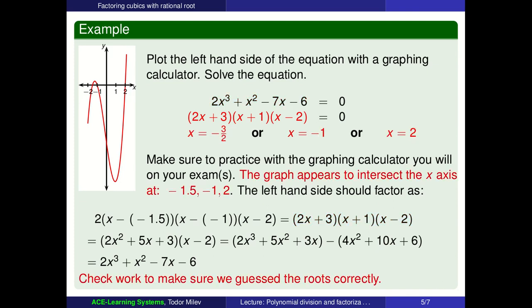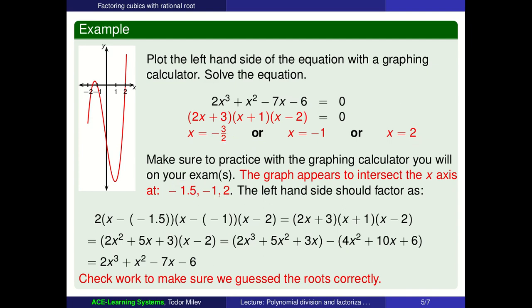And that being equal to 0 corresponds to either x equal to negative 3/2. Just a reminder, negative 3/2 is minus 1.5. Or x equal to negative 1. Or x equal to 2. And that negative 3/2 in here is this one. Alright, our solution is complete.